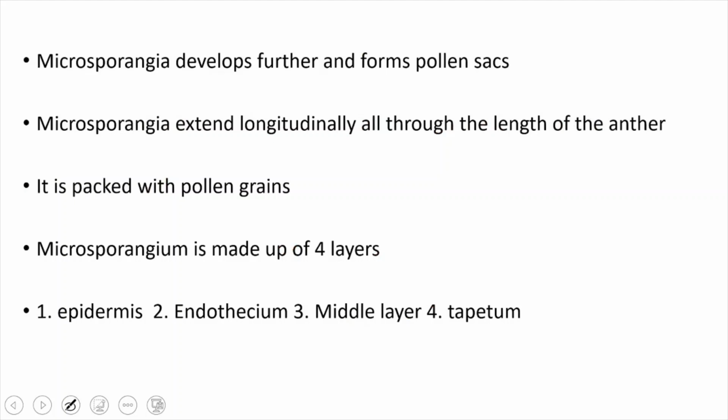The microsporangia further develop and form pollen sacs. Sac means a bag-like structure, which contains the pollen grains.